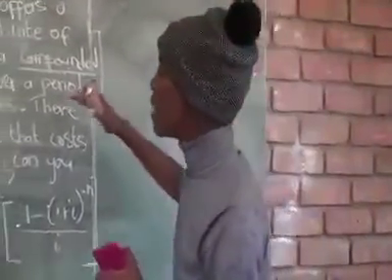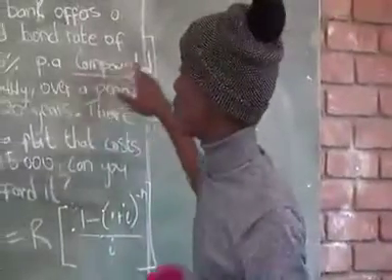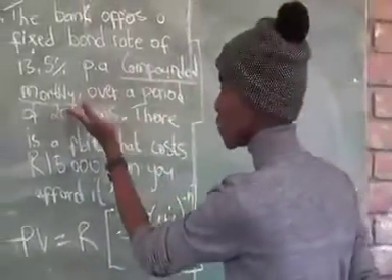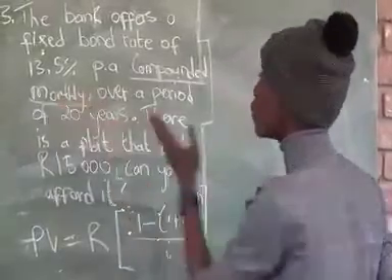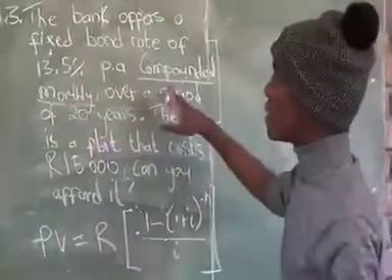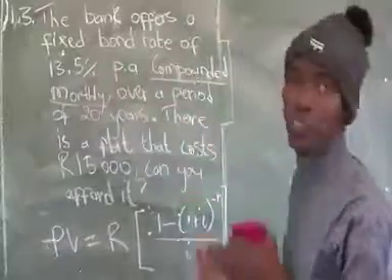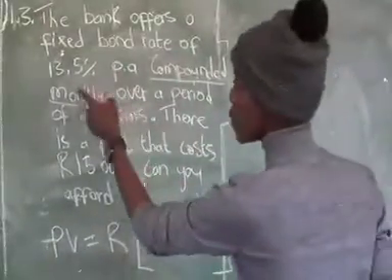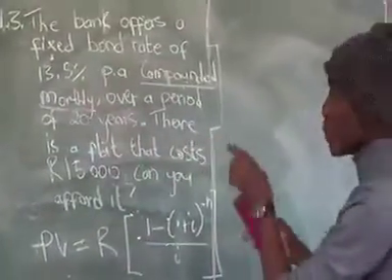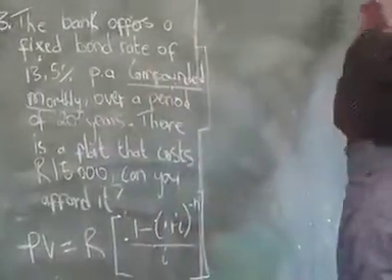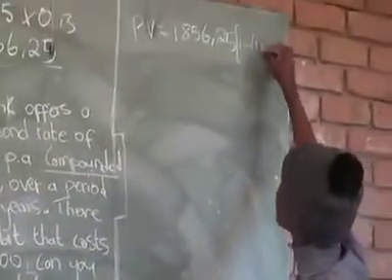If the payments are made monthly and the interest is compounded quarterly, then you must first convert the rate from quarterly to monthly. So this is the basic idea behind all of this. I'm just going to continue with my example here.